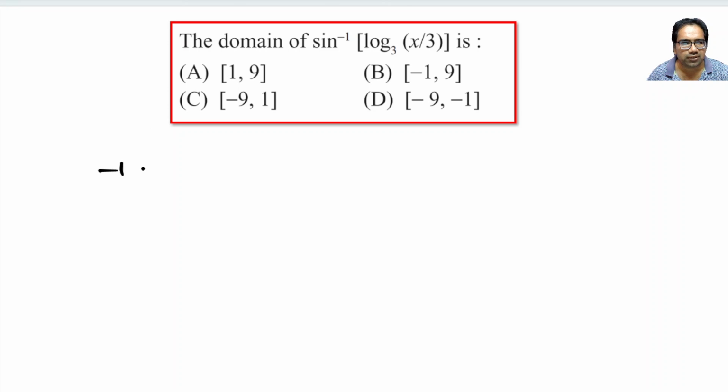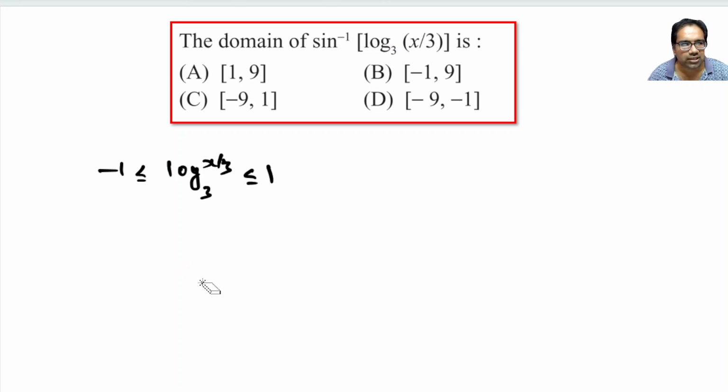Right? Minus 1 should be less than or equal to log of x by 3 to the base 3, which should be less than or equal to 1. This should happen. Otherwise, for example, if log of x by 3 to the base 3 is 2 or 4, then sine inverse of 2 or 4 is not applicable. Sine inverse is not a valid function there, right? Whatever is inside sine inverse has to lie between minus 1 and 1. Otherwise, sine inverse is not defined.